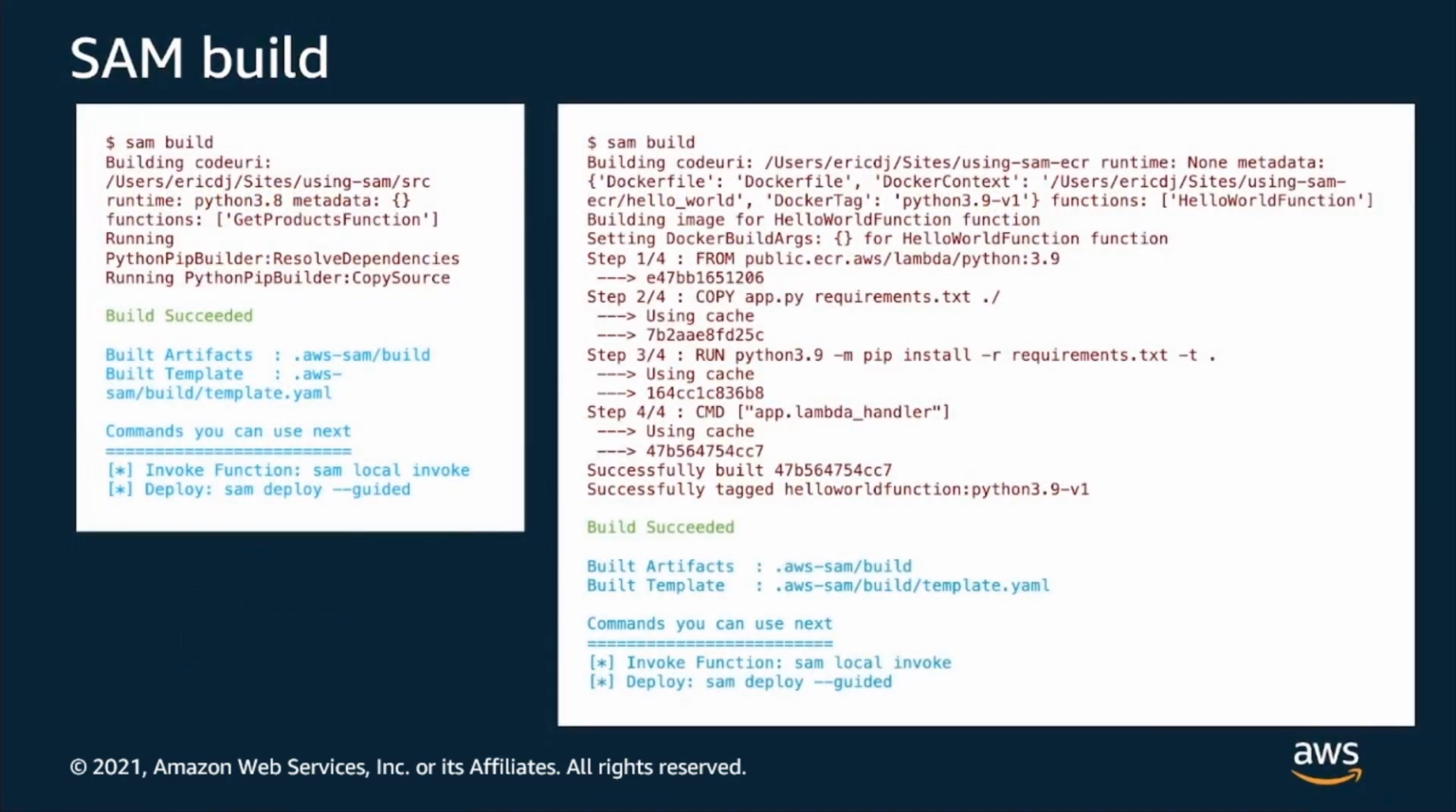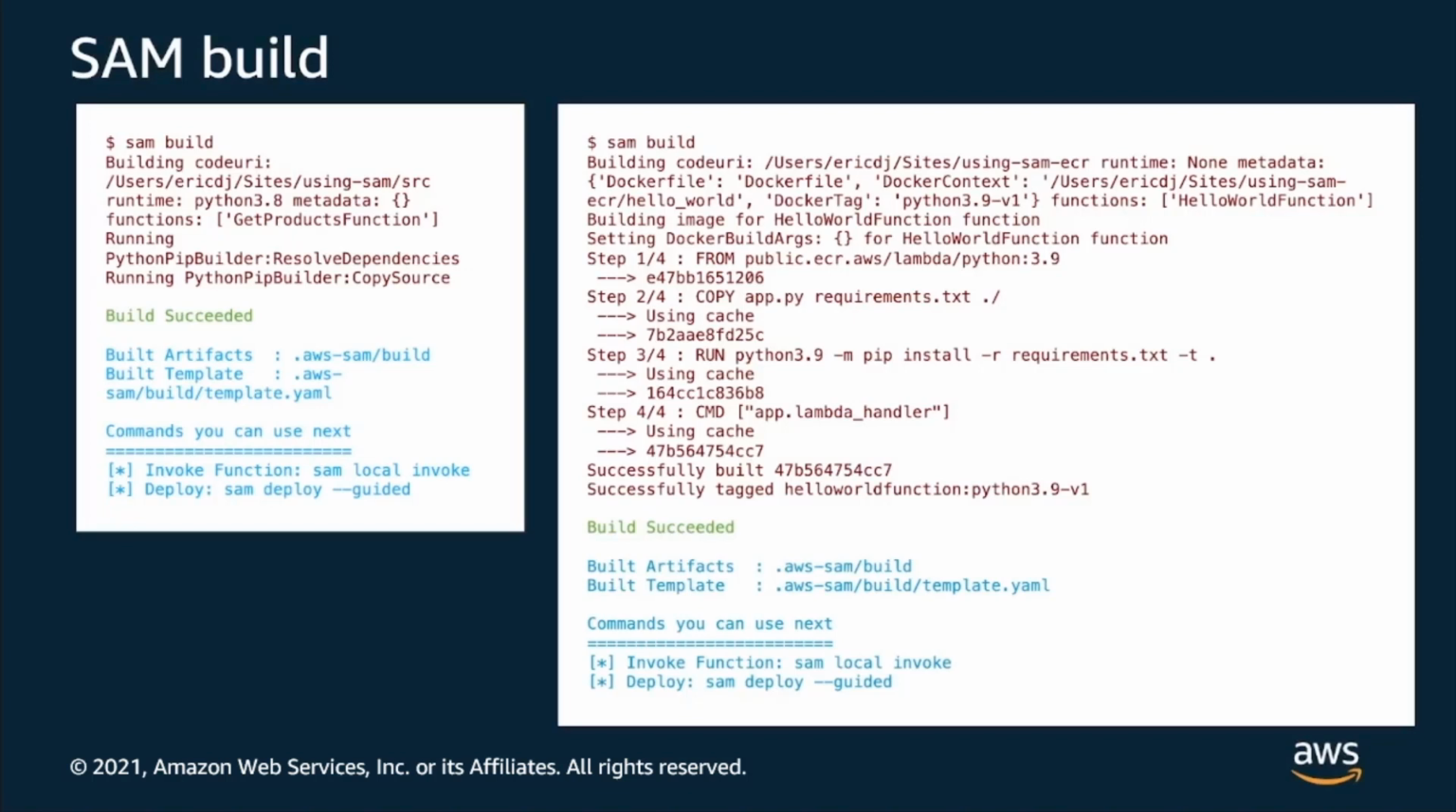So what does that look like? On the left side, I do SAM build, and it's going to grab the runtime. It's going to build. I just have one function in this. It copies the dependencies, it builds it out, and then it says here's the export. It's ready to be tested. You can run SAM local invoke for that, or you can do a SAM deploy.